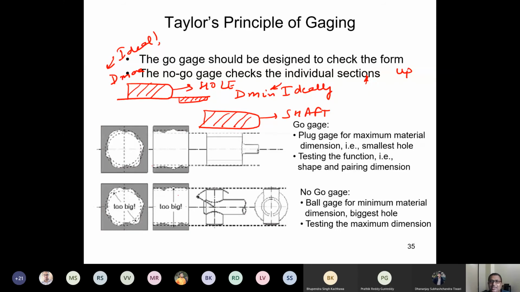Yes, I like the answer. But if up, you will reject some acceptable pieces. So if I'm gauging, what should be my thought process? Should I accept defective pieces or should I reject acceptable pieces? What is your opinion? If I'm very quality conscious, what should I do?